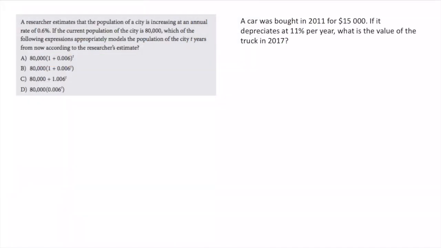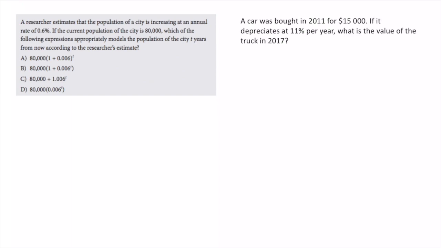Okay, so our first example. A researcher estimates that the population of a city is increasing at an annual rate of 0.6%. If the current population of the city is 80,000, which of the following expressions appropriately models the population of the city t years from now, according to the researcher's estimate?